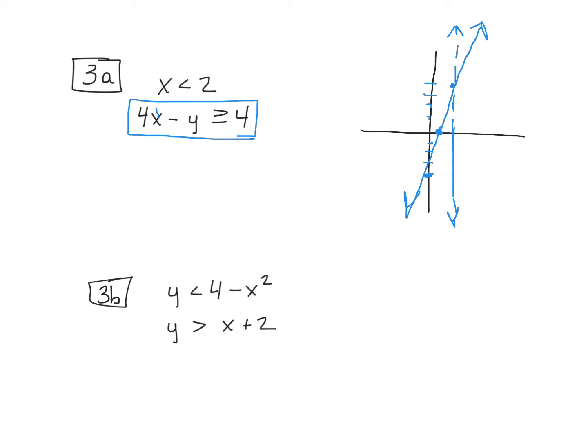Then testing a point, because it's in standard form, if I test the point (0, 0), 0 is not greater than or equal to 4. Therefore, I'm shading on the opposite side. So I'm shading left of the vertical line and on the non-(0, 0) side. So the shaded area would be this area right here.